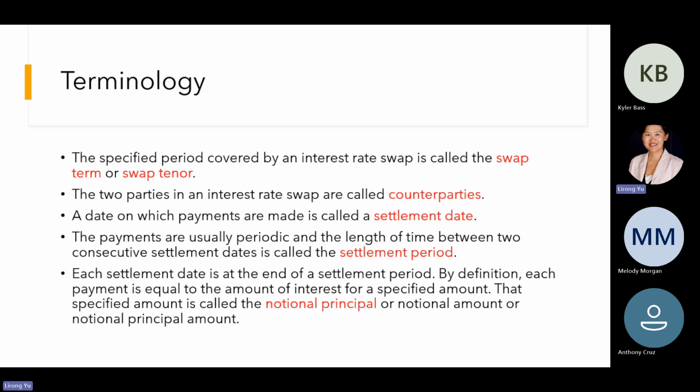All right, so now let's talk about terminology. That's the example on interest rate swap. The two parties are called the interest rate swap counterparties. The termination date is called the settlement date, the date when they have the agreement. And the payments are usually periodic. The length of time between two consecutive settlements is called the settlement period. And the specified amount that we use to calculate the interest is called the notional principal. These are all the terminology we read in the question, like notional principal. What do they mean?